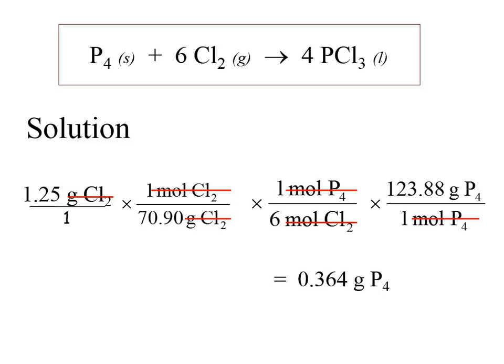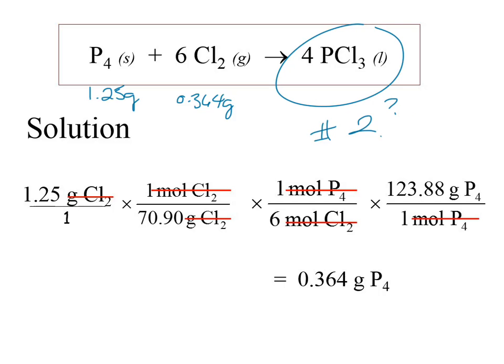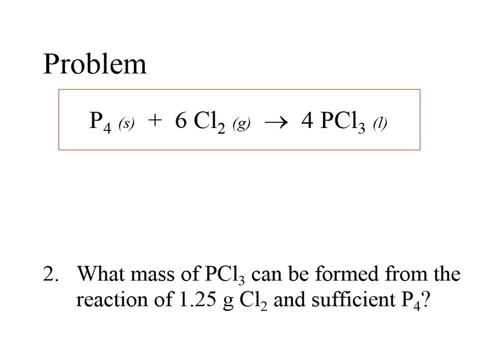You know, if you were keeping track, and actually you might want to, we have 1.25 grams, and now we have 0.364 grams. And you're right, the next problem, number 2, we're actually going to go after grams of PCl3. You may be like, just add them together, and you're right. Okay? All right. Here we go.